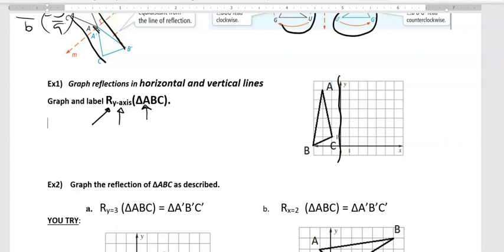Okay, if this is 1 to the left, where is our point going to be if we do a reflection? 1 to the right, and that's where C prime is. If this is 2 to the left, where's it going to be? 2 to the right, call it A prime. And this is 1, 2, 3 to the left, we are going to go 1, 2, 3 to the right. Call it B prime.